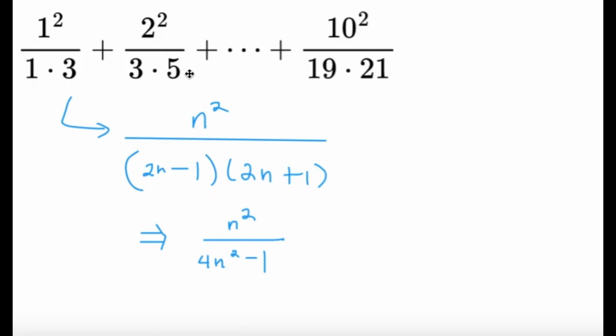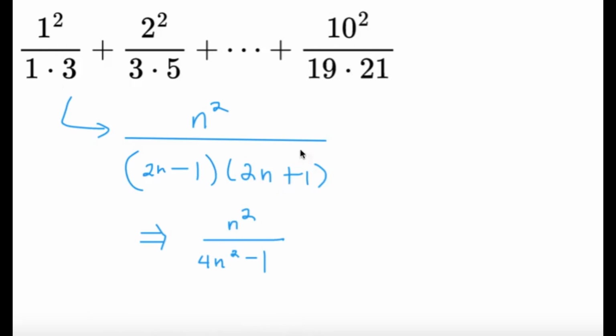But you always want to compare and contrast the terms in the given sum to make sure that you have the correct general term. So the nth term of the sum is just this. Essentially, we're just taking the summation of this thing from n equals 1, which is going to be the first term, up to n equals 10, which is going to be the 10th term.